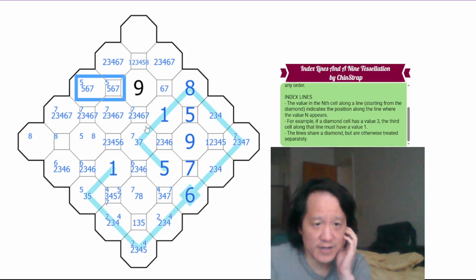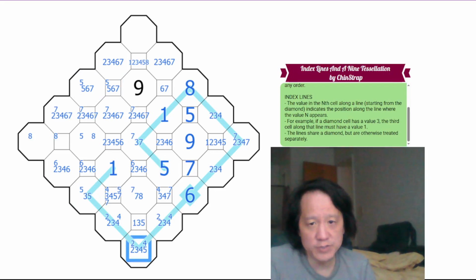So 5 has to be one of these two positions here. That doesn't really tell us much.